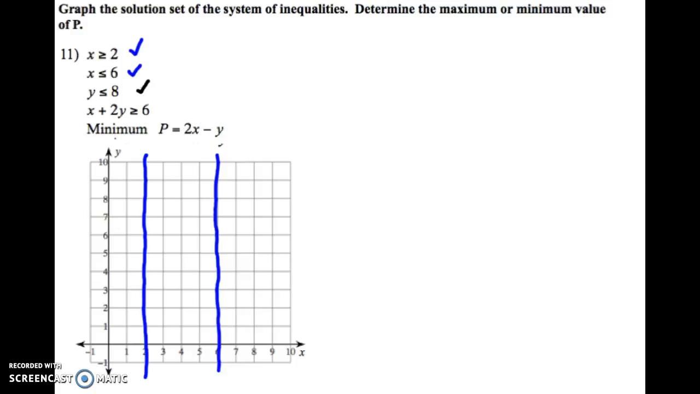Next, for y is less than or equal to 8, we're dealing with a horizontal line. So we go to the y-axis and draw a horizontal line where y is equal to 8. We know we want to be below there.